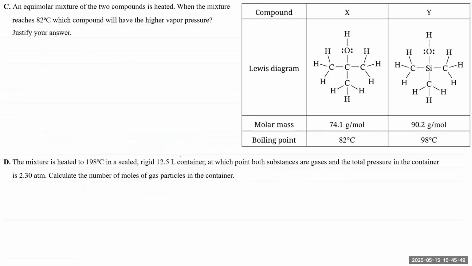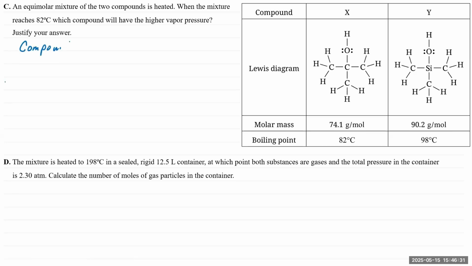Next, an equimolar mixture of 2 compounds is heated. When the mixture reaches 82 degrees Celsius, which compound will have a higher vapor pressure? Justify your answer. All right, so what do we know about this? This one's actually not too bad. So we mix the two and then we heat them and it reaches 82. So we understand that at 82, we have reached the boiling point of X, but we have not reached the boiling point of Y. So we would expect compound X to be vaporized more, so it would be found more in a vaporized state.